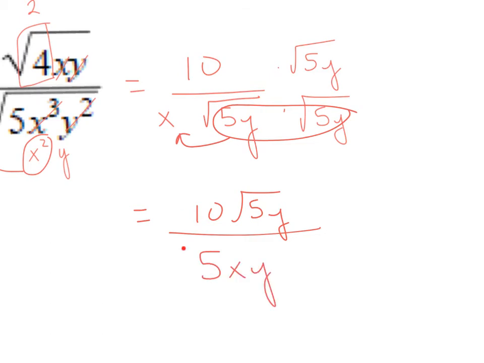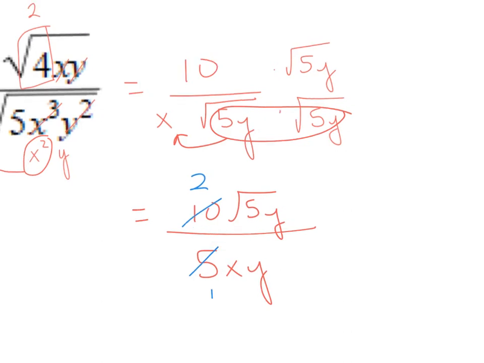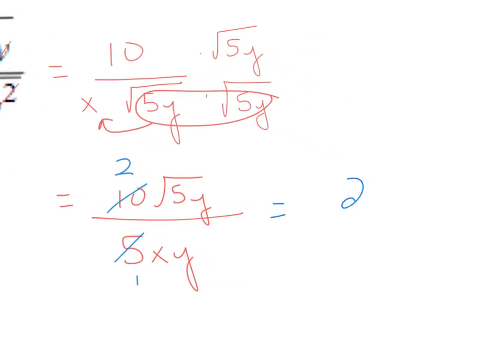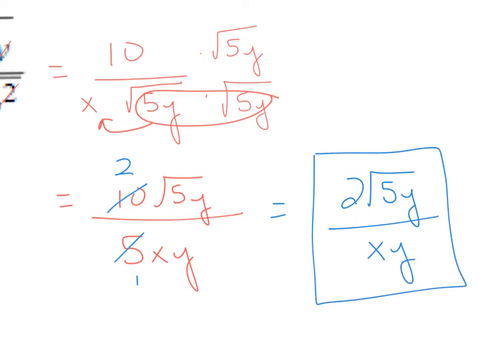Now, in this case, when I look to the outside, I can reduce this 10 and 5. So I need to go ahead and do that and call it 2 and 1. So my final answer here will be 2 root 5y over xy. And that's my final answer.